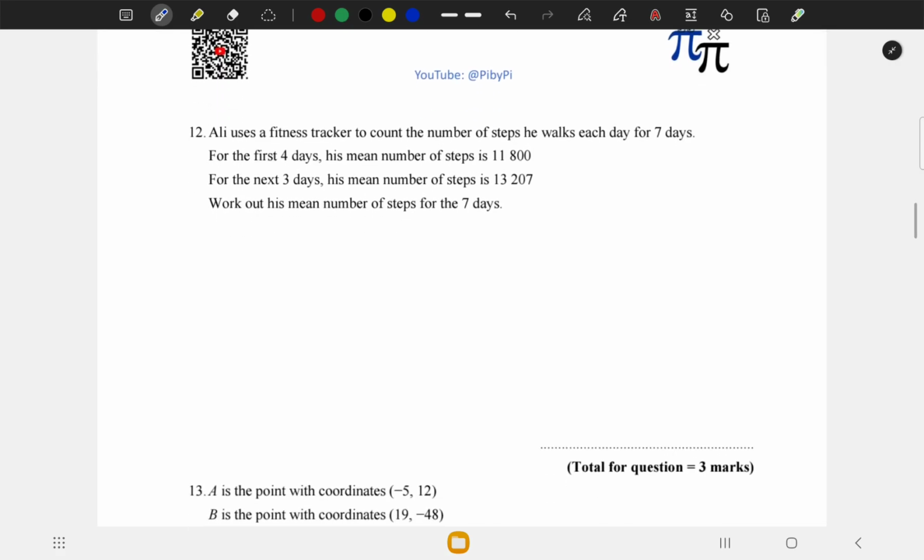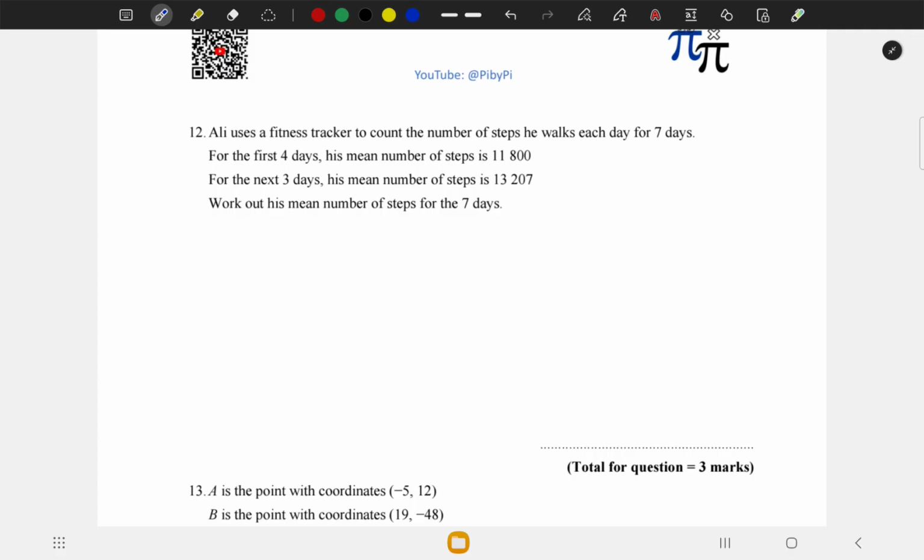Ali uses a fitness tracker to count the number of steps he walks each day for 7 days. For the first 4 days, his mean number of steps is 11,800. For the next 3 days, his mean number of steps is 13,207. Work out the mean number of steps for the 7 days.